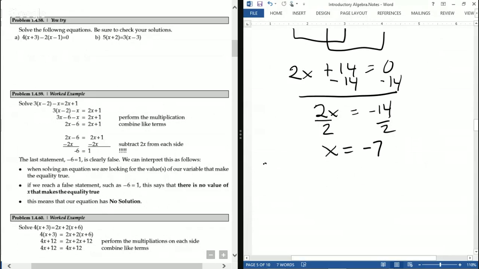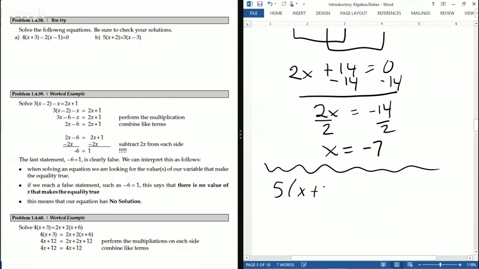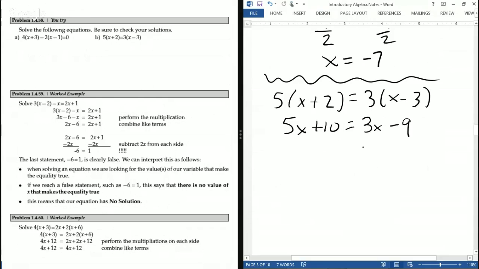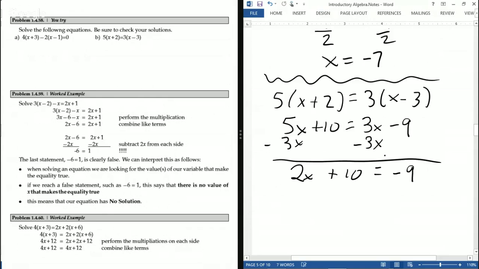Let's do the next one. 5 times x plus 2 is equal to 3 times x minus 3. Okay, let's distribute the 5. We get 5x plus 10 equals 3x minus 9. Now it's time to get rid of this x term, so minus 3x from both sides. I'm getting 2x plus 10 is equal to negative 9.